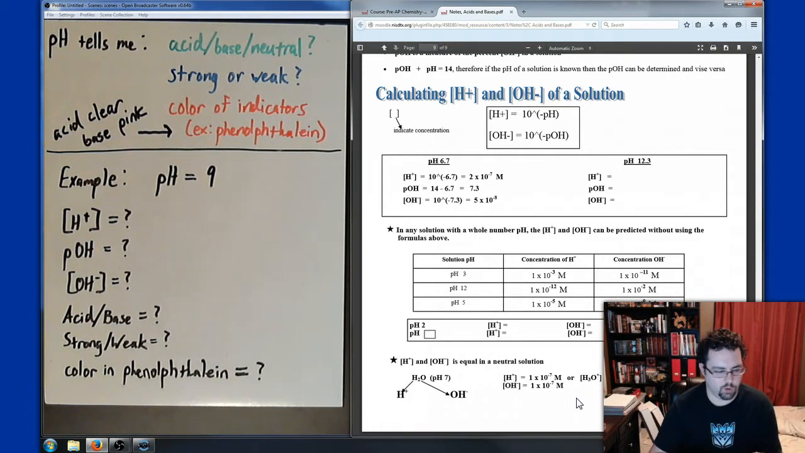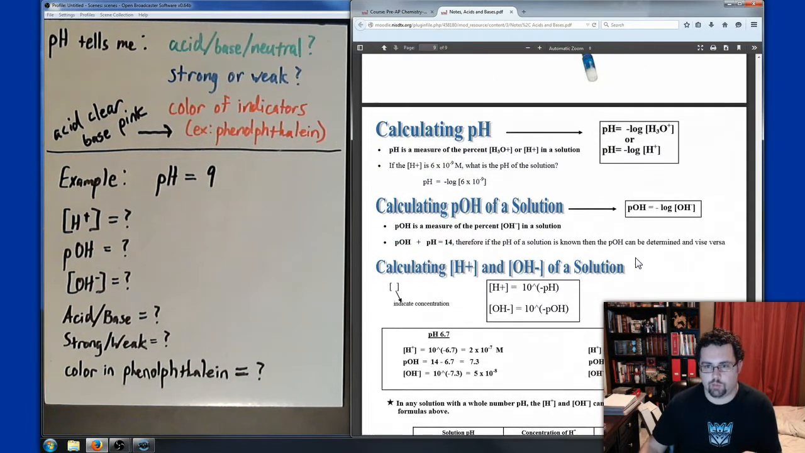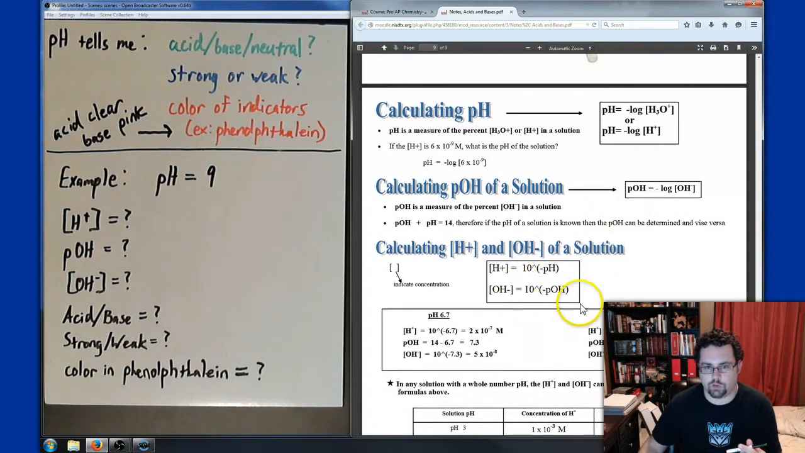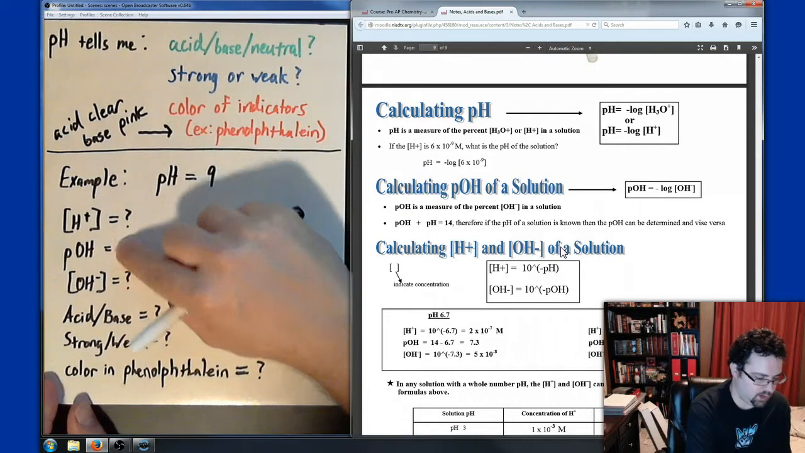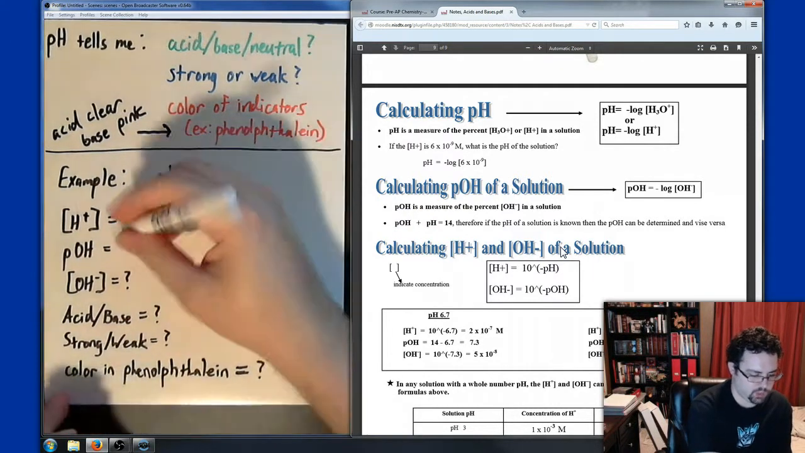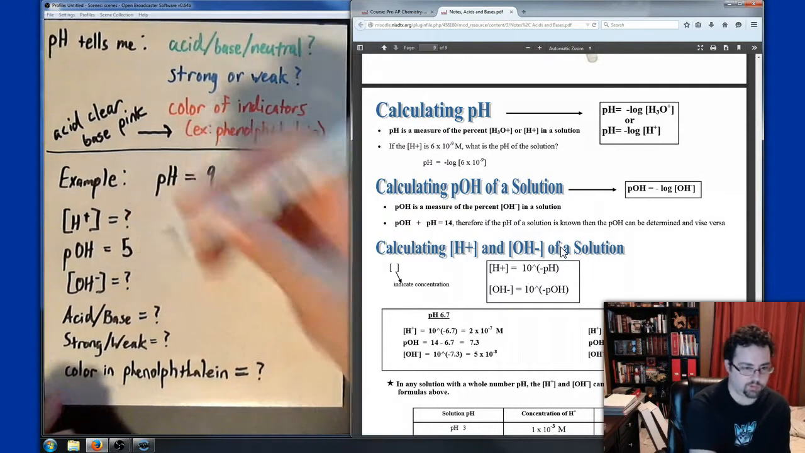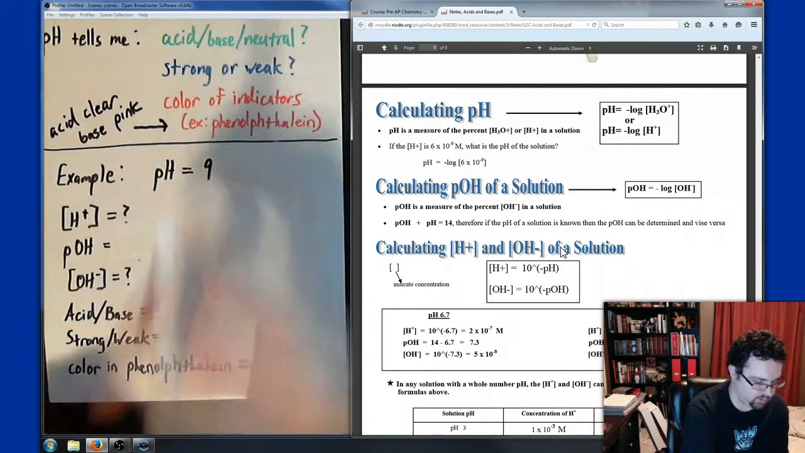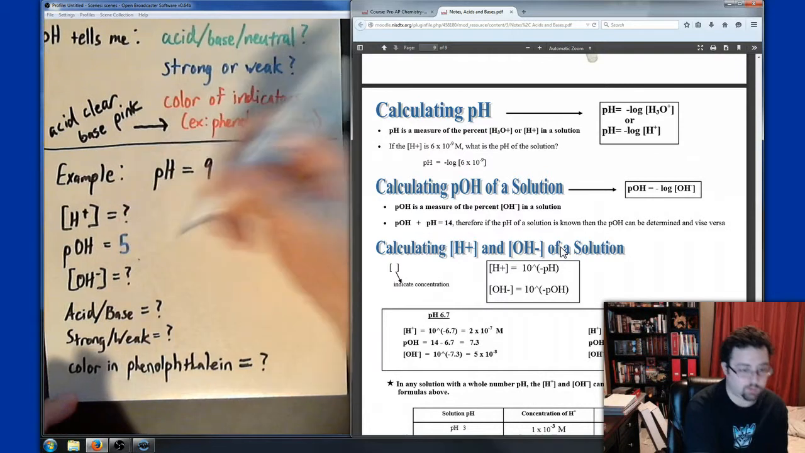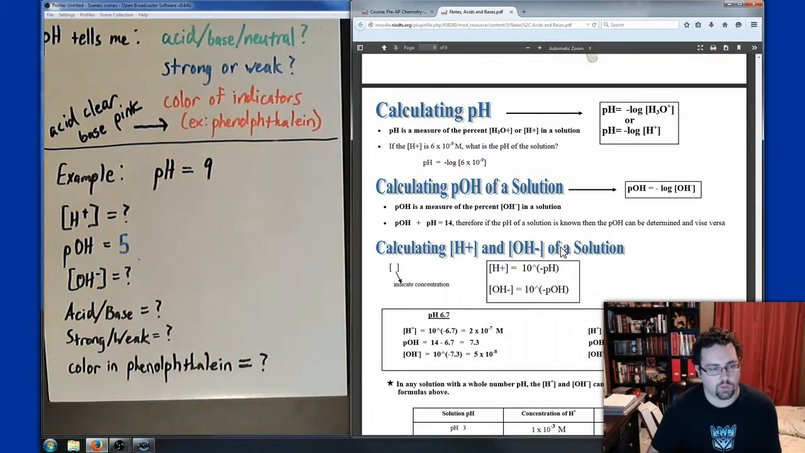Well, since I know that pH plus pOH always equals 14, as this guy says, if the pH is 9, that means my pOH, to add up to 14, is going to have to be 5. I'm going to use a different color than black so we see what we filled in. 5. Okay? So that part is pretty simple.